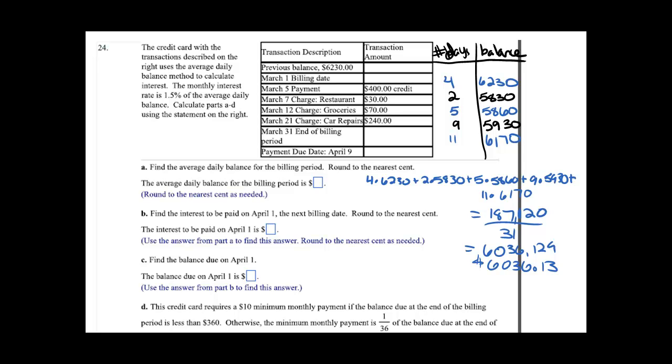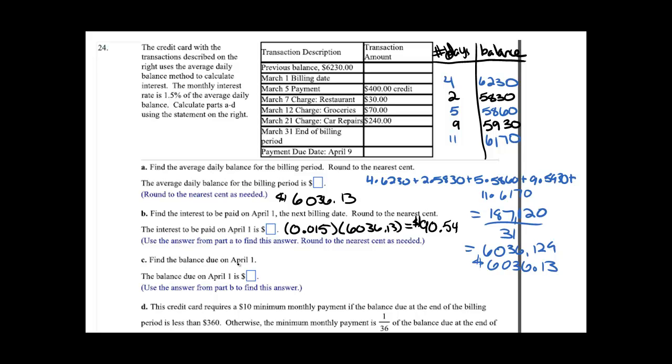So the average daily balance for the billing period is going to be $6,036.13. And then we need to find the interest to be paid. Well, we know that we have an interest rate of 1.5%, and that's our monthly interest rate. So we can just go ahead and multiply. So our 1.5%, so 0.015, times that $6,036.13 is going to give us $90.54. So that'll be the interest we need to pay.